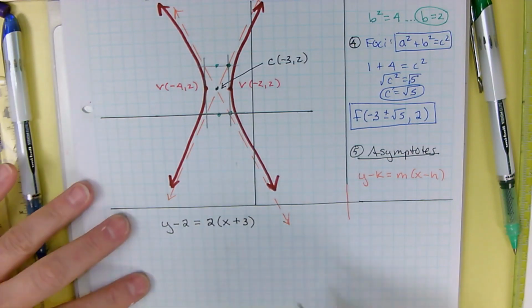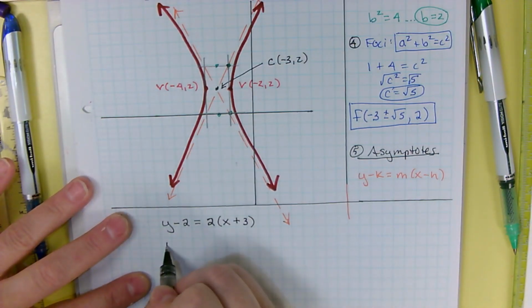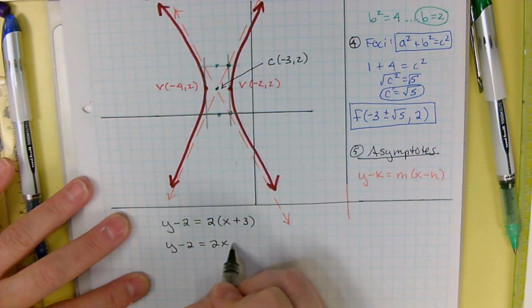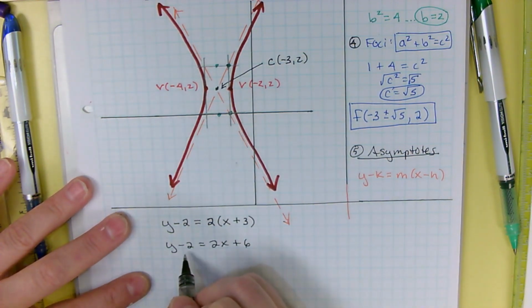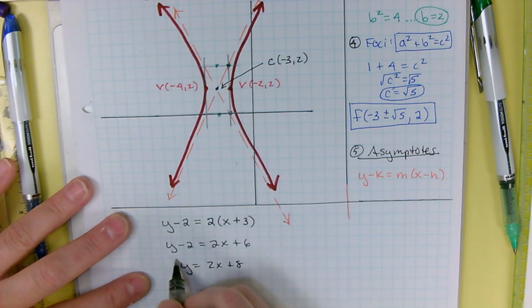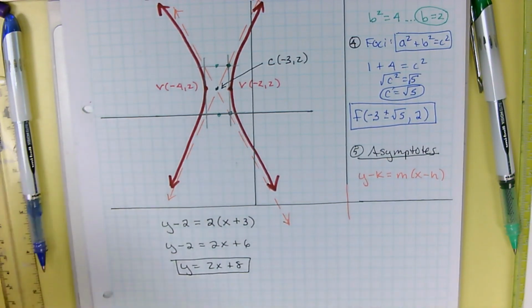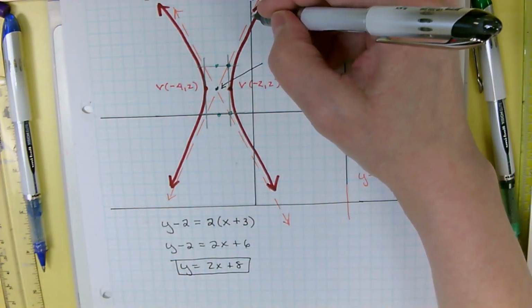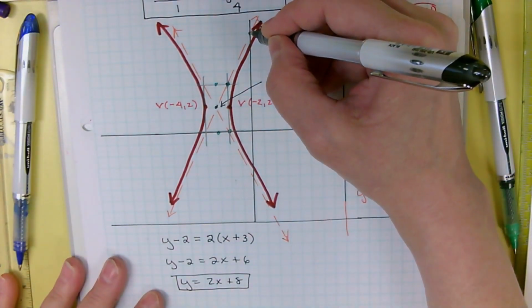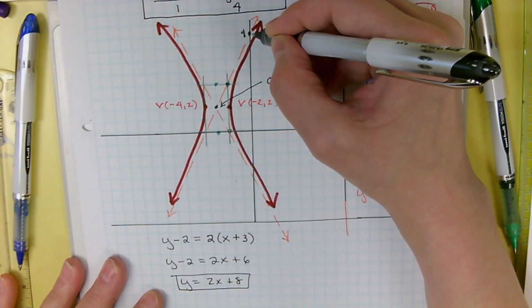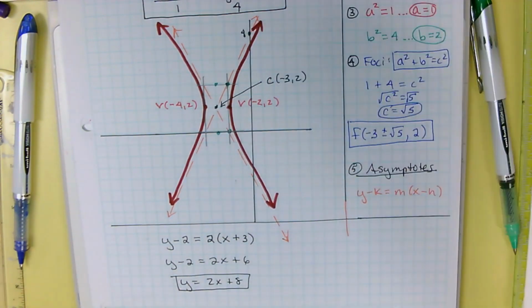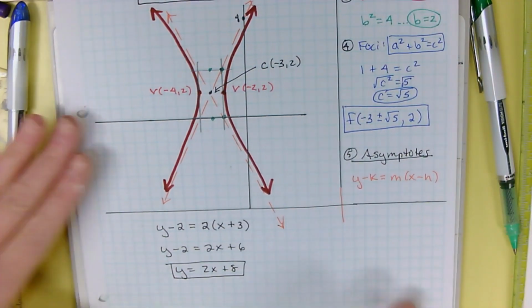And then you solve for y. So distribute the 2. So y minus 2 equals 2x plus 6. Add 2 to the other side, you get y equals 2x plus 8. If you drew a careful graph, you will see that your asymptote actually crosses at 8 right up there. So if you know the slope, you can skip directly to that part. All right, let's do the other one.